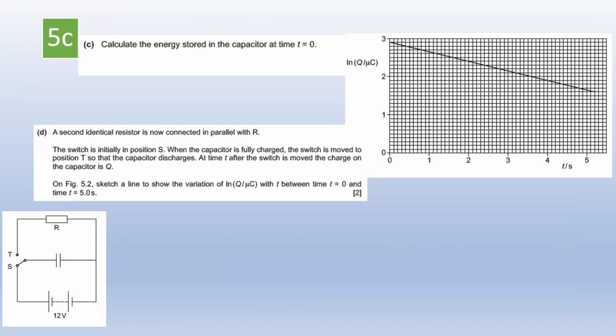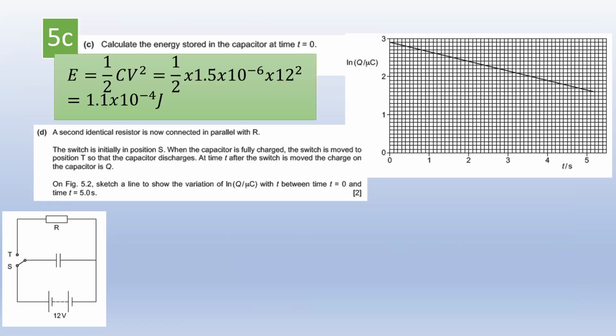Calculate the energy stored in the capacitor at time t equals 0. Common one, just memorize the formula. Half QV, or half CV squared. Half C will calculate out. V is 12 volt, calculate out.